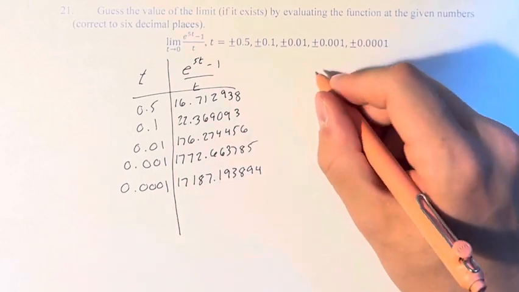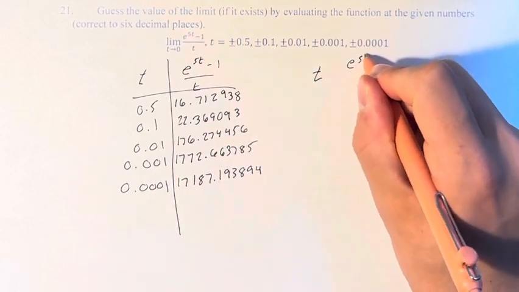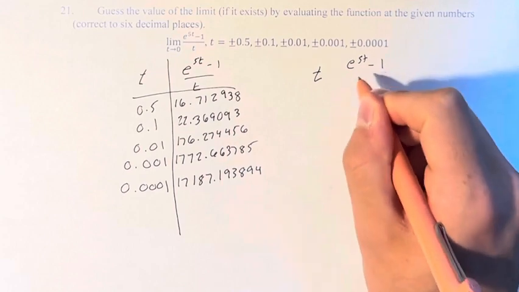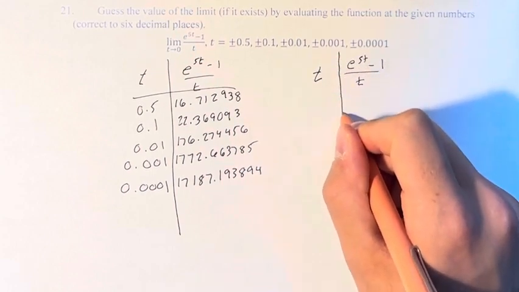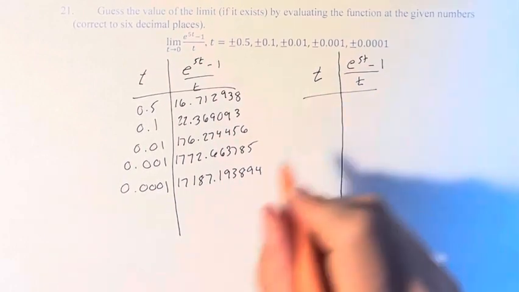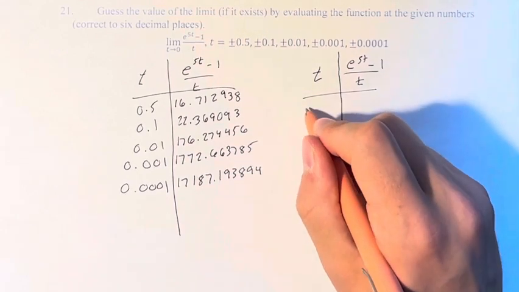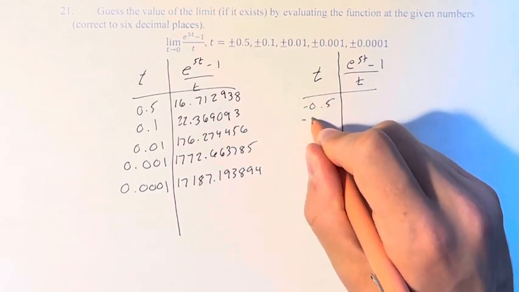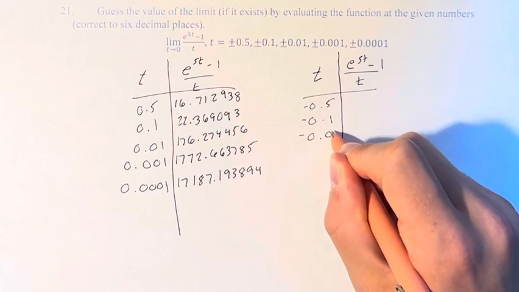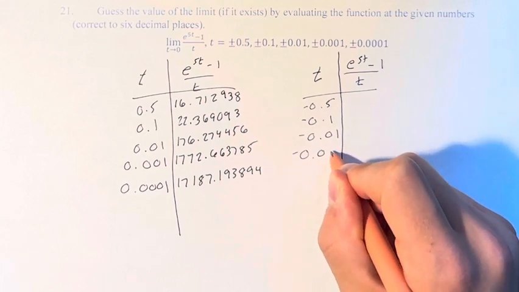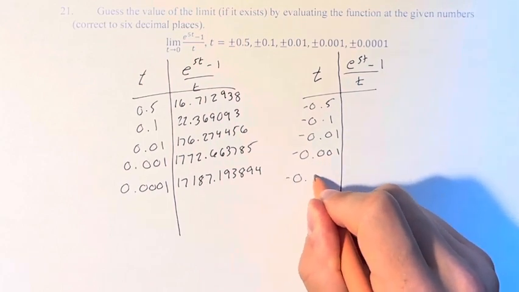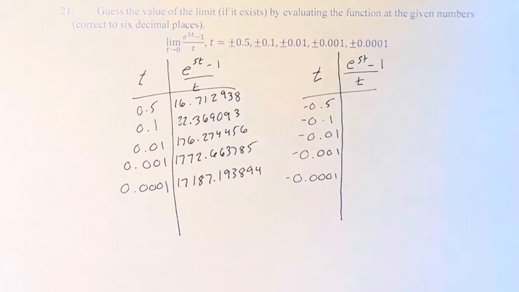And now we do it for the negative values, because for this limit to exist, they have to be approaching the same value from both directions. So we have negative 0.5, negative 0.1, negative 0.01, negative 0.001, and negative 0.0001.